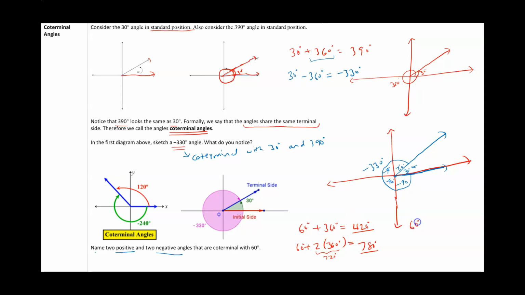Now the same exact thing on the other side. So if I take 60 degrees and I subtract 360, that'll give me negative 300 degrees. That's coterminal with 60. If I take 60 degrees and I subtract two rotations of 360, then this is going to give me negative 660 degrees, and this is also going to be coterminal with 60 degrees.